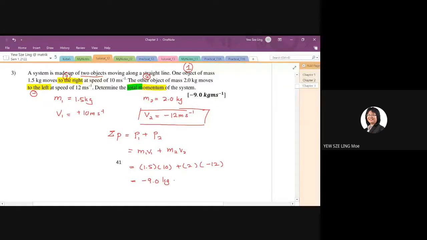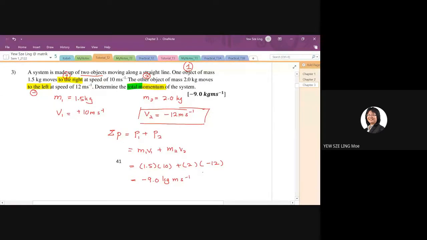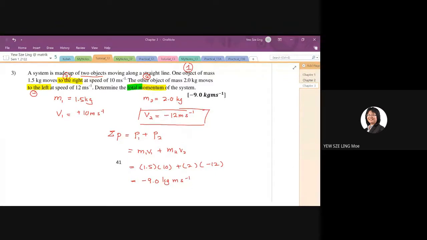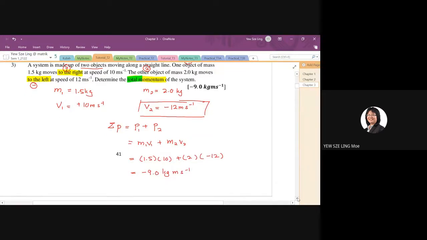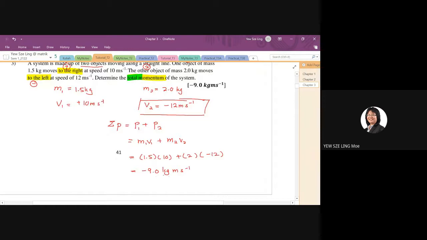kg m s^-1. So it means when these two objects collide with each other, they will move with a total momentum of negative 9 kg m s^-1. Now, this one you have a negative value. For a negative value, I would encourage my students to write one more sentence: this negative represents direction.